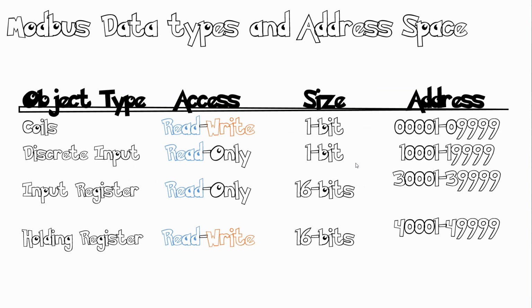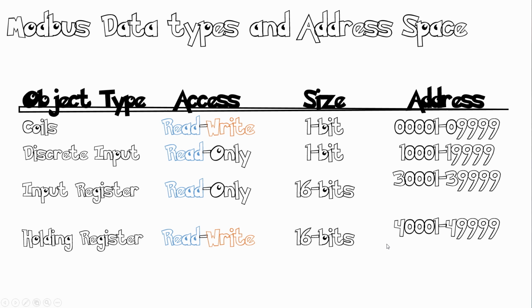Now, as promised, let me tell you about the data types and address space. Coils are a 1-bit word. You can read and write them, and they're located in the address space of 1 to 9999. Your discrete input is also 1-bit, but it's read-only, and it's located within this address space. Your input register is read-only, and it's 16 bits with this location space.